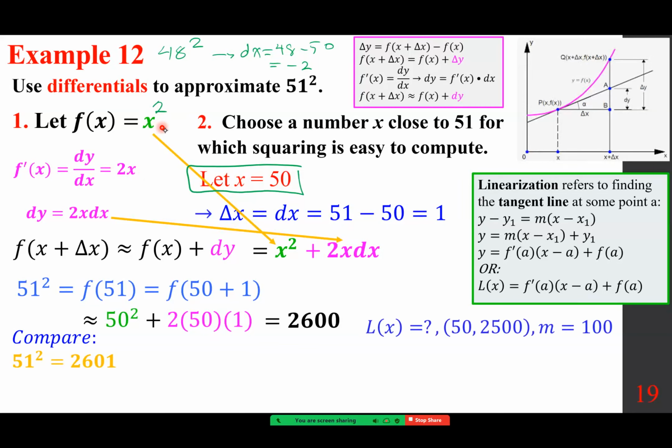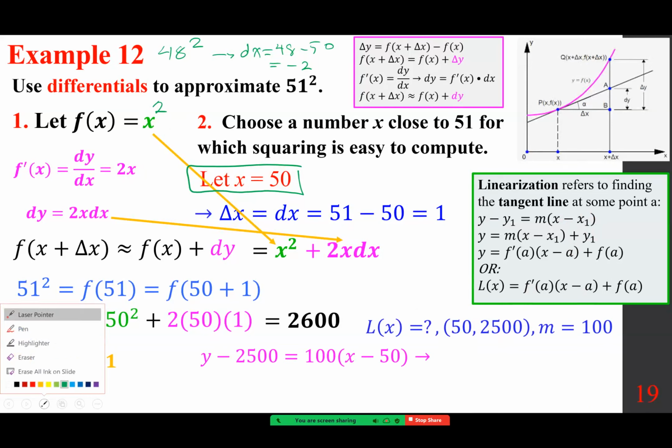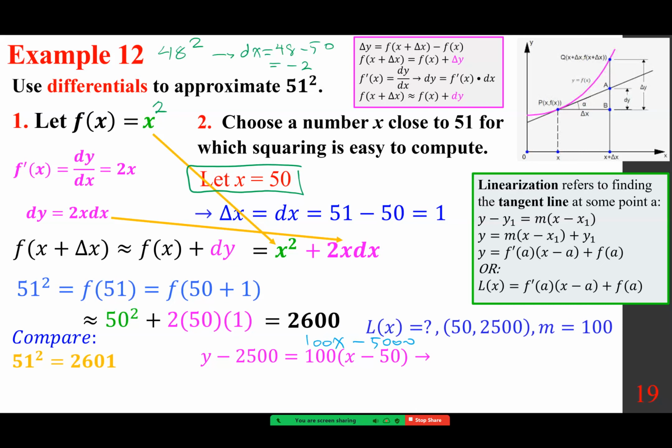So 50 into here goes 2,500. 50 into this gives you 50 times 2 or 100. So y minus y1, y minus 2,500 equals m, which is 100, x minus x1, or x minus 50. And we have this one. We are going to add 2500 to the right. We get L of x. This is the equation of a tangent line for this function at x equals 50.